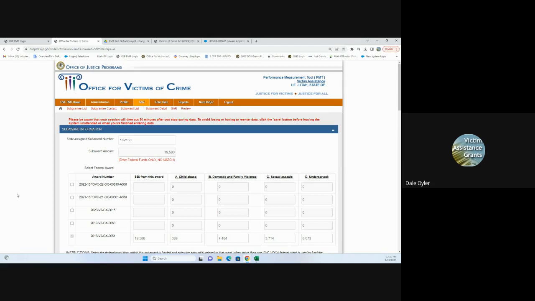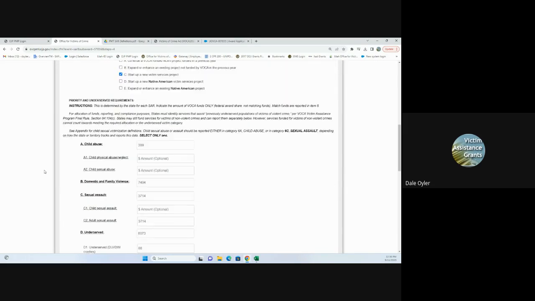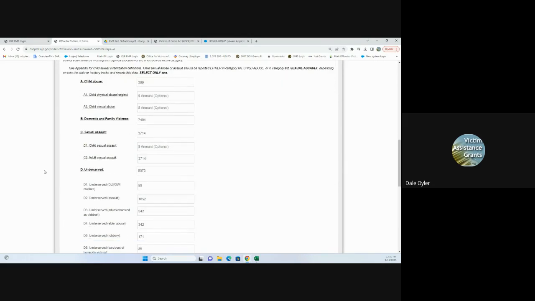So this would be considered part one, questions 1 through 6, which is completed by your grant analyst, and it's based off of what you gave us in this outreach, this grant required information for VOCA. So we take the dollar amounts and the percentages that you entered here, and we complete this first part of the form. Enter the information for all the categories: the child abuse, domestic and family violence, sex assault, and underserved.